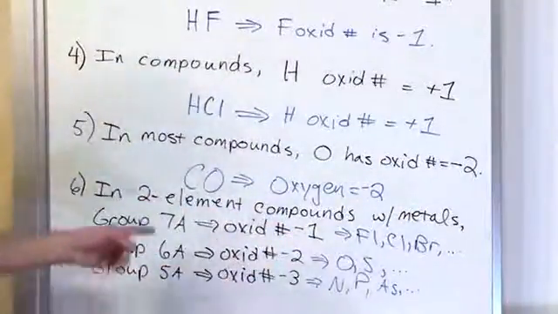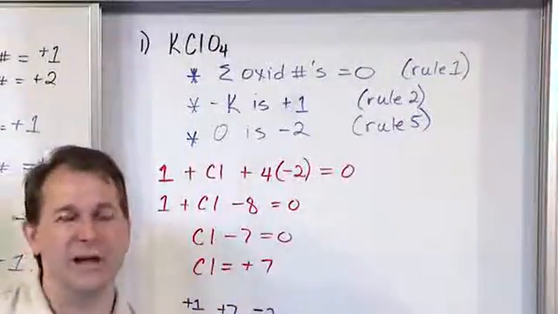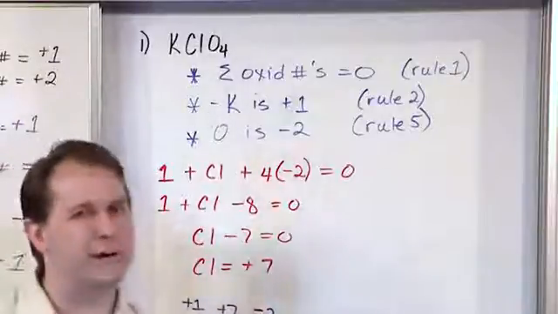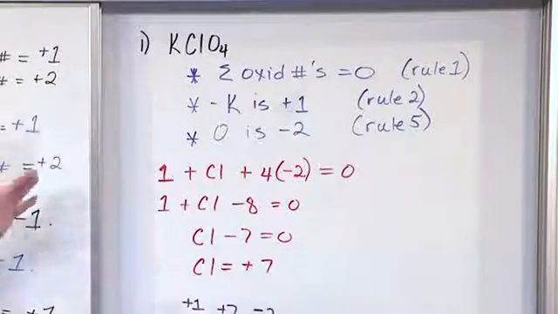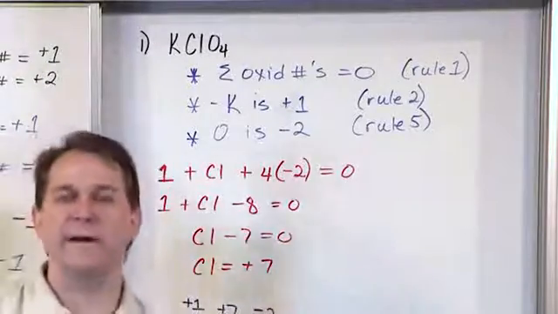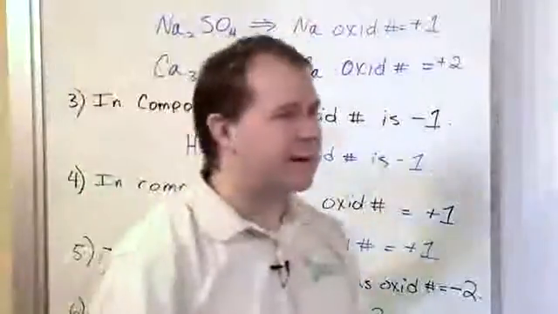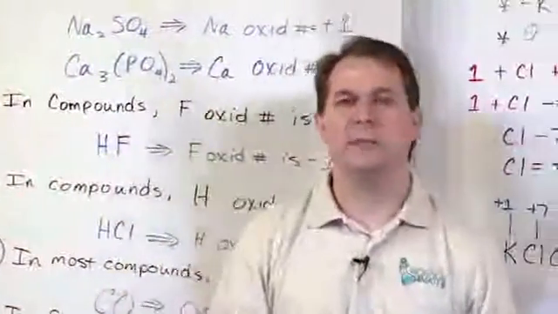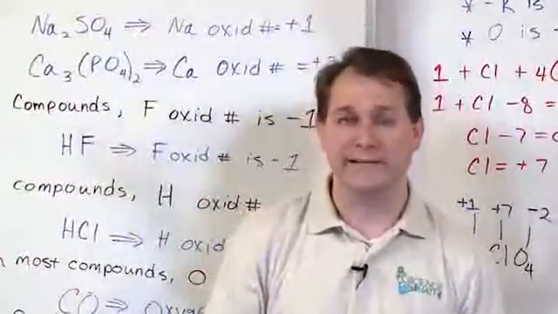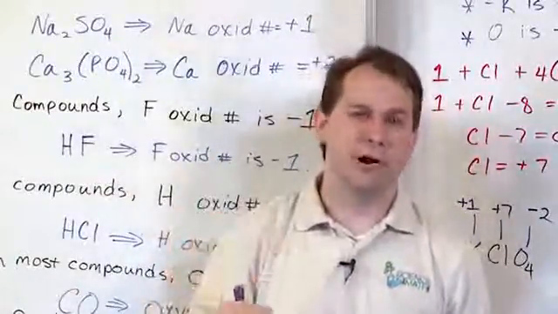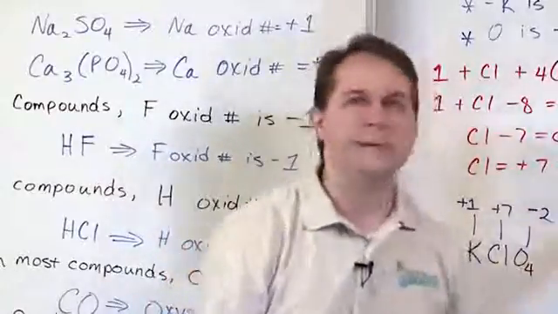But number 1, this is not a 2-element compound. This is a 3-element compound, so that doesn't apply anyway. But even if it was a 2-element compound, it didn't matter, because we had enough information to find the oxidation number of everything in there before we got down to this rule. And that's what I was trying to tell you. If you just look at the elements and try to give oxidation numbers based on just looking at the periodic table, if you don't follow the priority pecking order, you're going to get the wrong answer a lot of times, because this is just a bookkeeping method.